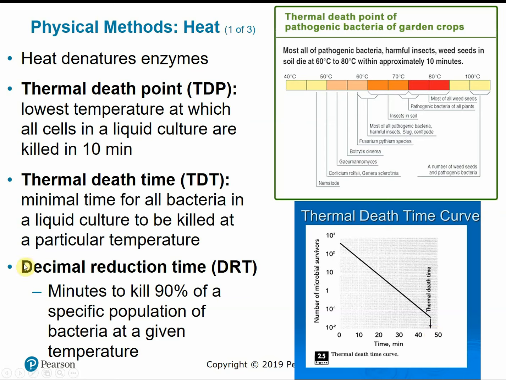Decimal reduction time, or DRT, is the minutes it takes to kill 90% of the specific population at a given temperature. So it's related to the thermal death time, but we're only looking at 90% of the population killed.